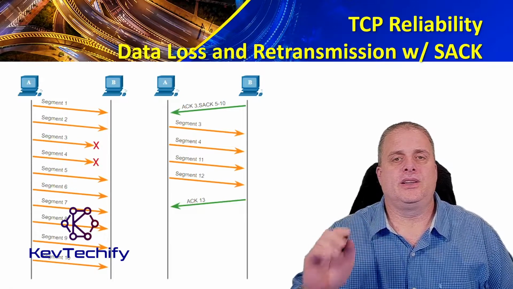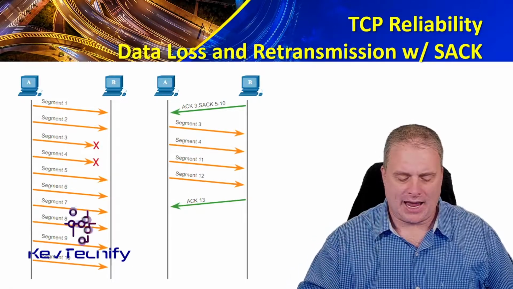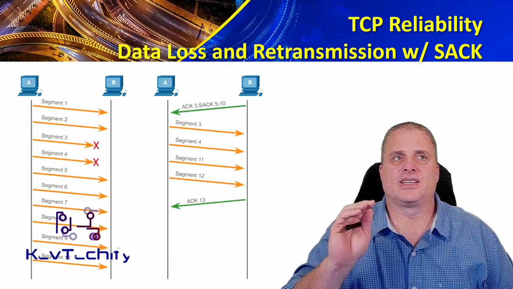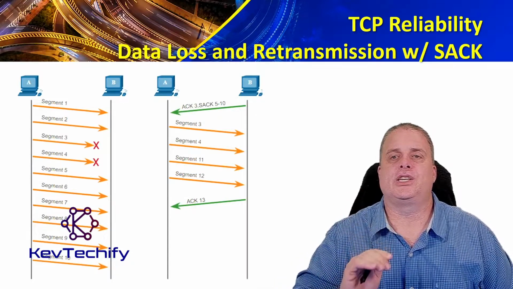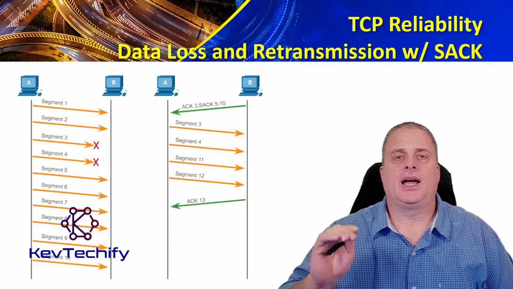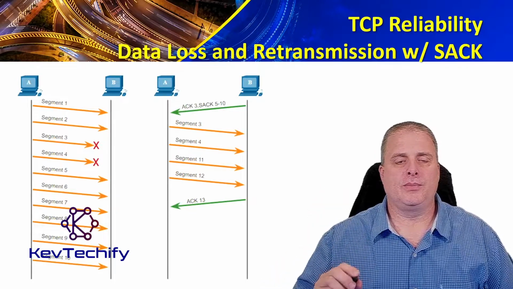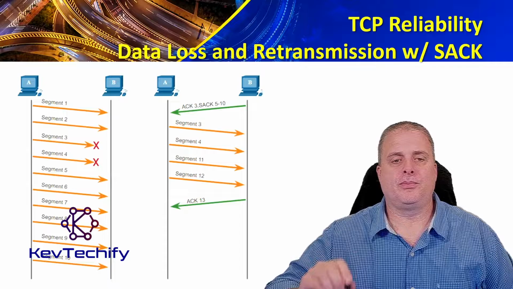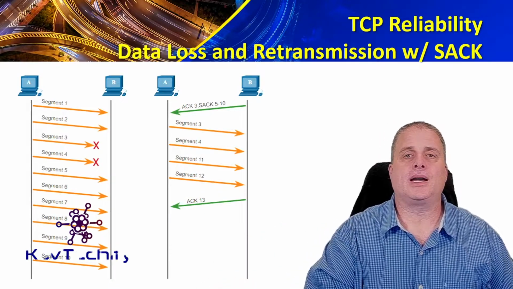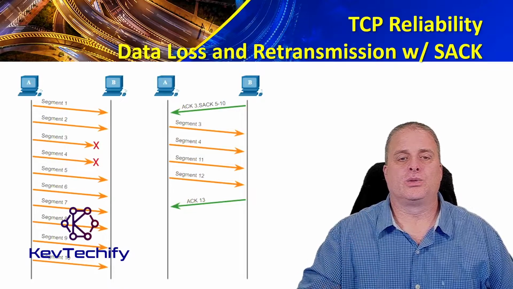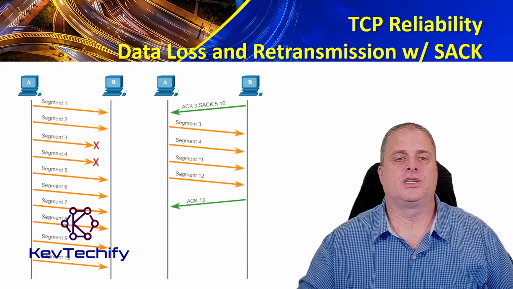If both ends of the devices support SACK, and what SACK is, is selective acknowledgement. That's negotiated during that 3-way handshake. Selective acknowledgement identifies which segments have made it through, which segments have got acknowledgments coming back, and then lets us retransmit just the missing ones.